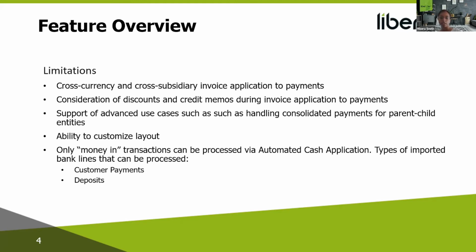Only money-in transactions can be processed via automated cash application. So the types of imported bank lines that can be processed would be customer payments and deposits. Any outgoing payments will still need to be treated separately. So if you have made a supplier payment, you will need to create a bill payment against the bill or against the supplier, which will then show up in the bank data to be reconciled. That process remains the same. So this automated cash application only applies to money that is coming in.